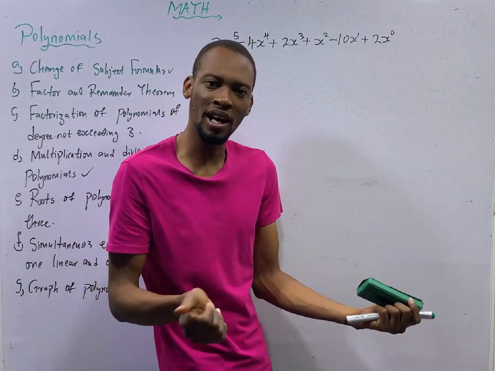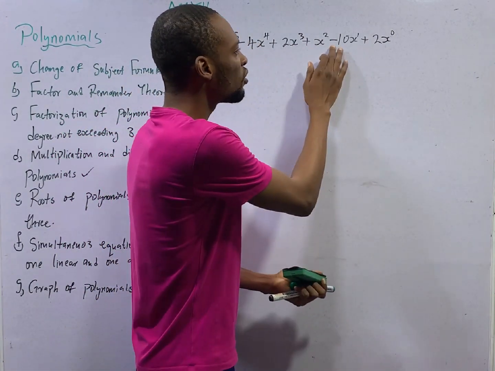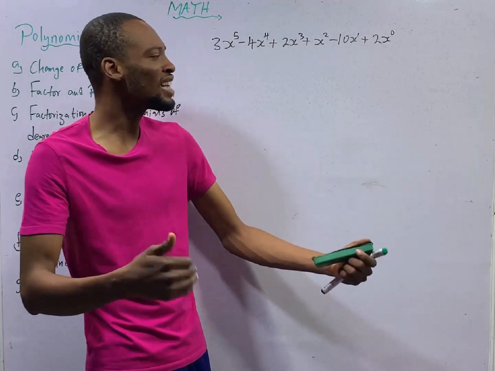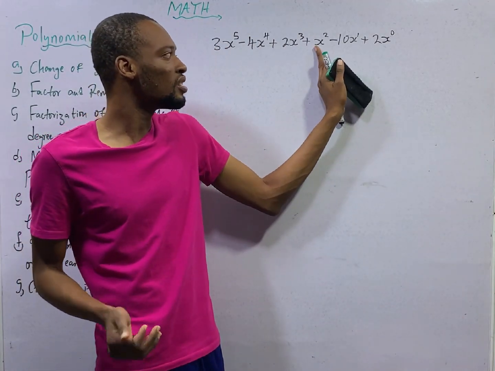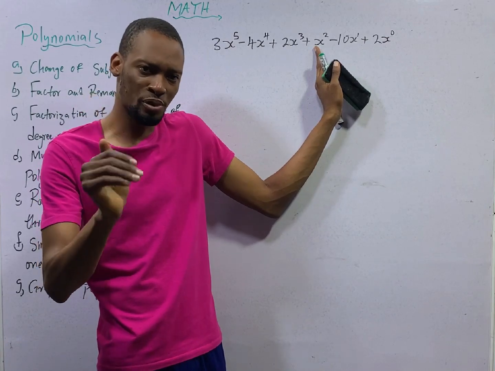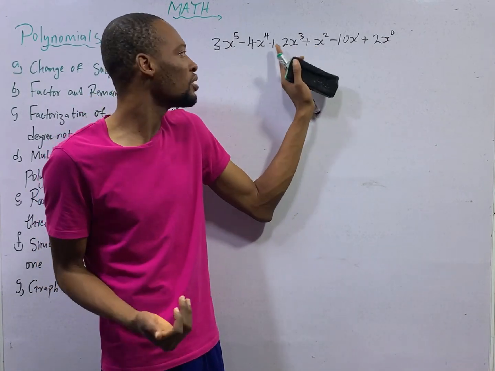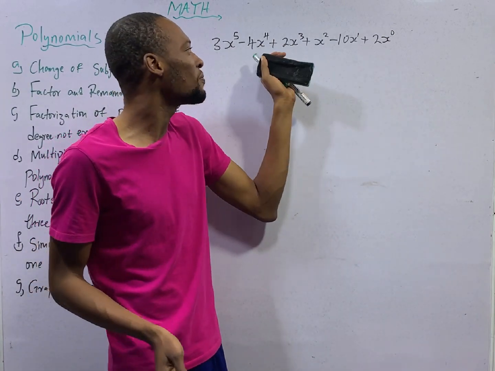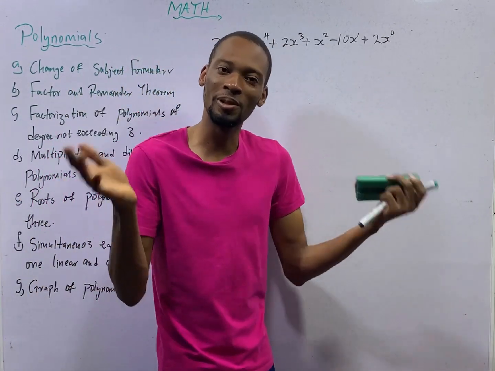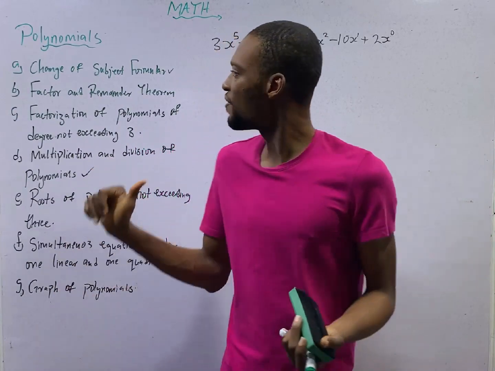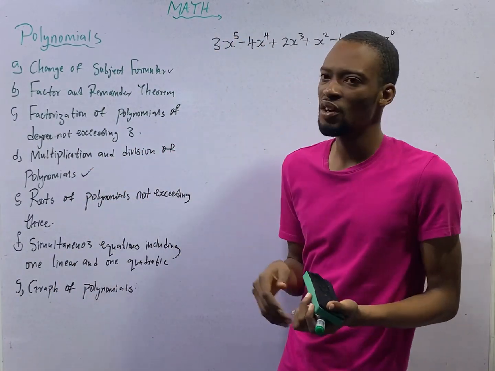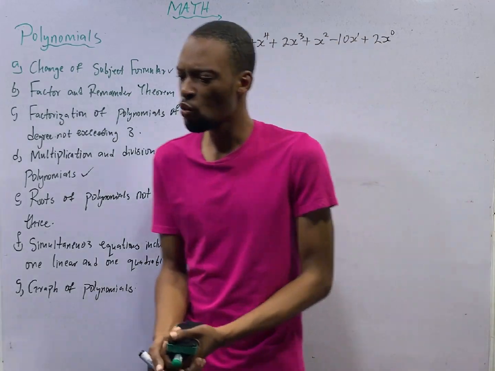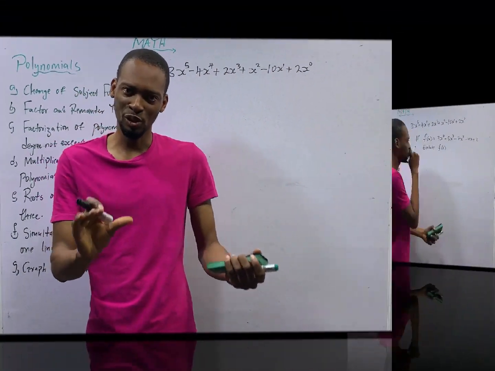If we have a polynomial with the highest power of variable 1 only here, that is a linear polynomial. If the highest power of variable is 2, that is quadratic polynomial. If the highest power of variable is 3 from here down, this is cubic polynomial. If it's more than 3, we just say polynomials of degree dash. In this case, polynomials of degree 5. Let us begin with substitution of polynomials.